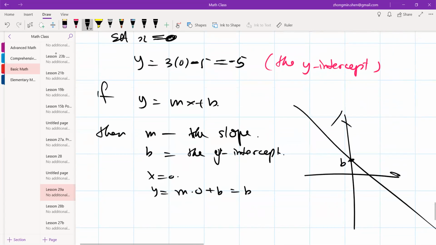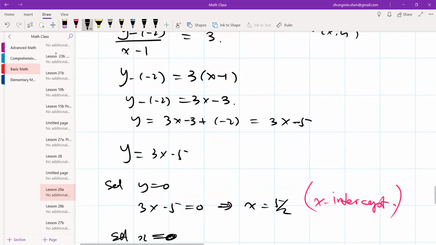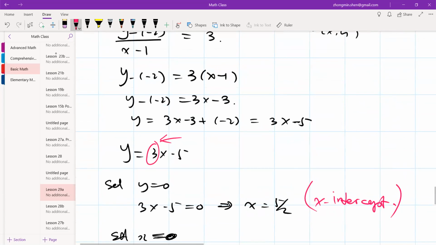So let's go back to that question. We already found the slope is 3. Then the slope shows up here. This number is the slope.